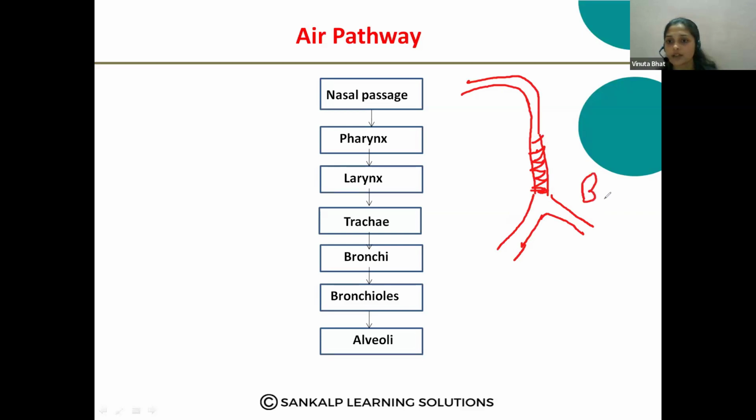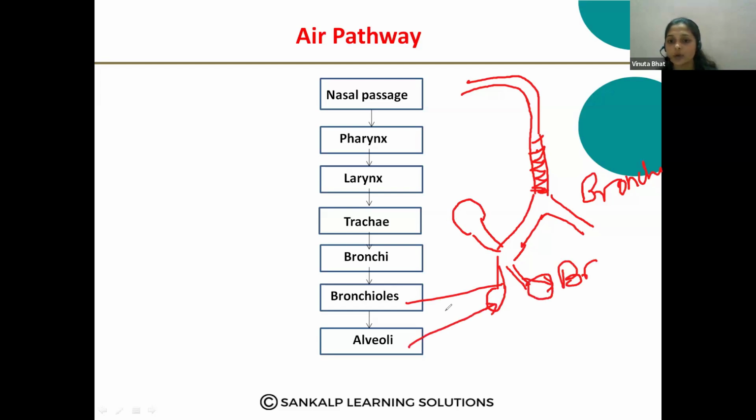Okay, so this branch is called a bronchi. Then again this bronchi gets into different branches like this, that is called bronchioles. At the end it contains the balloon-like structures like this. So these are the balloon-like structures, and they are called alveoli.